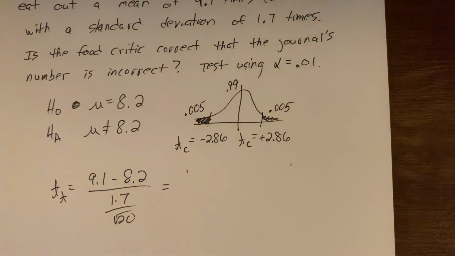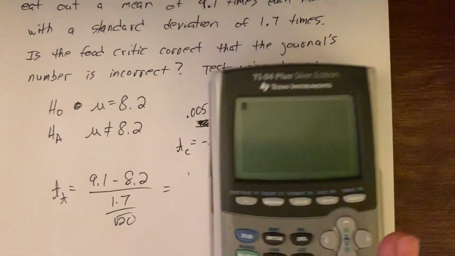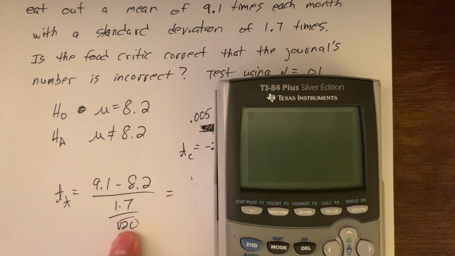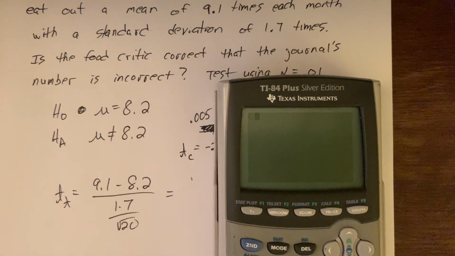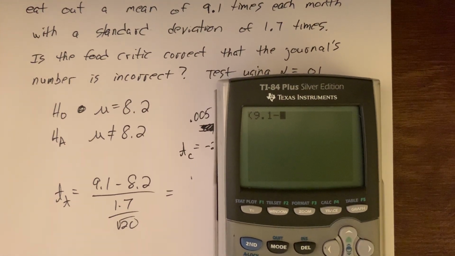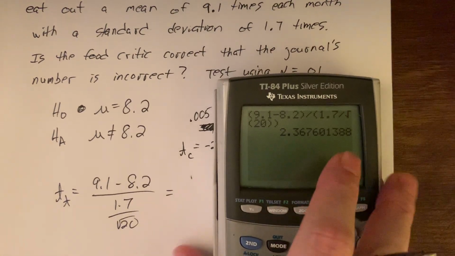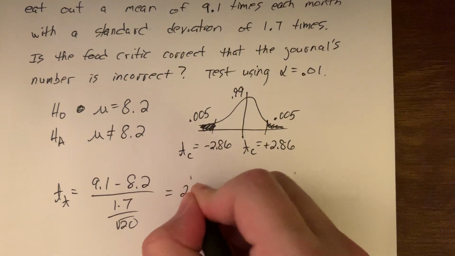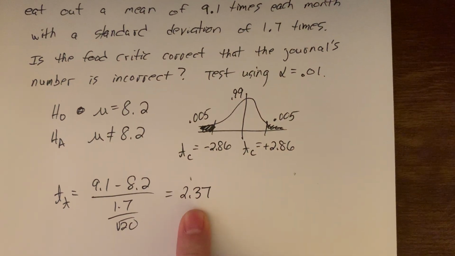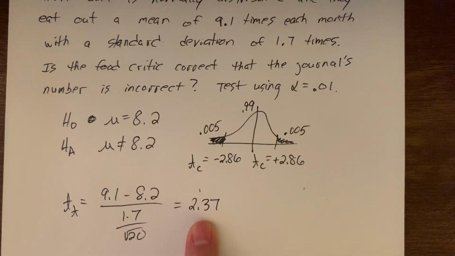So now when I do this arithmetic, and again, I intentionally made this one a little tougher, so you kind of have to do this all at once. 9.1 minus 8.2, quantity 1.7, divided by the square root of 20. I get 2.37. And one more time, comparing.